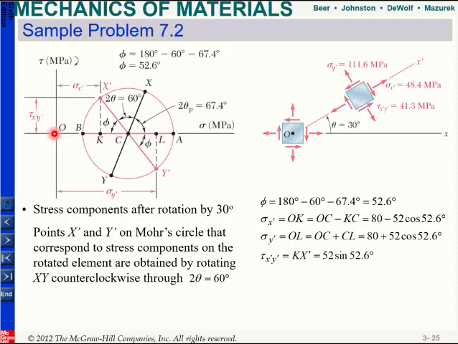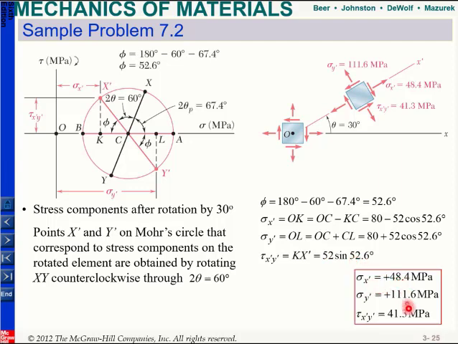And if you look at it, it's equal to O to C plus C to L. And O to C is my average, which is 80, and C to L is equal to R times cosine theta. Okay. And then if you want to find your shear, since this is your R, it's equal to R times sine 52.6. And if you calculate them, these are the stresses that you get. You get your sigma x prime equal to 48, your sigma y prime equal to 101.6, and your shear equal to 41.3.